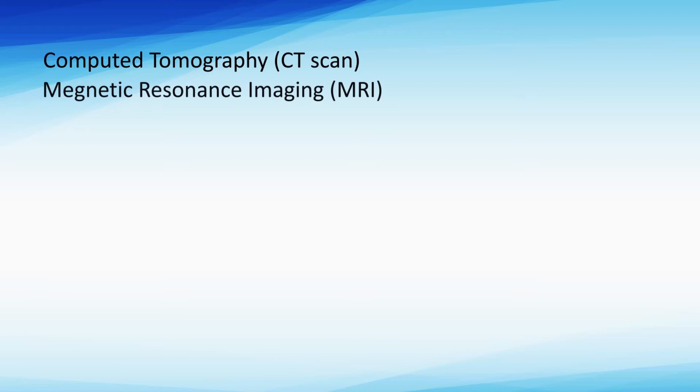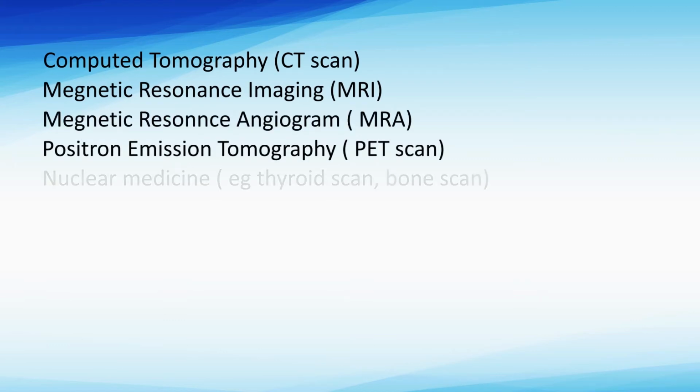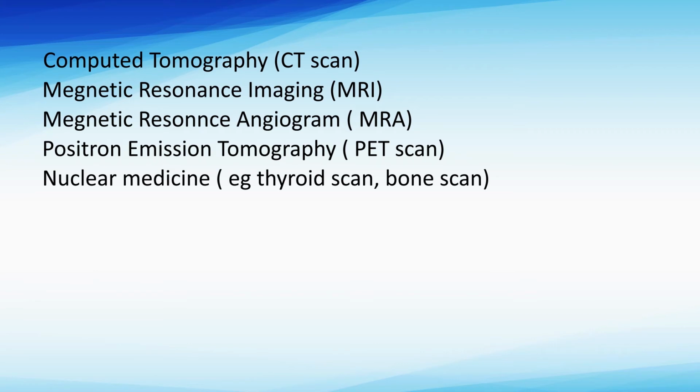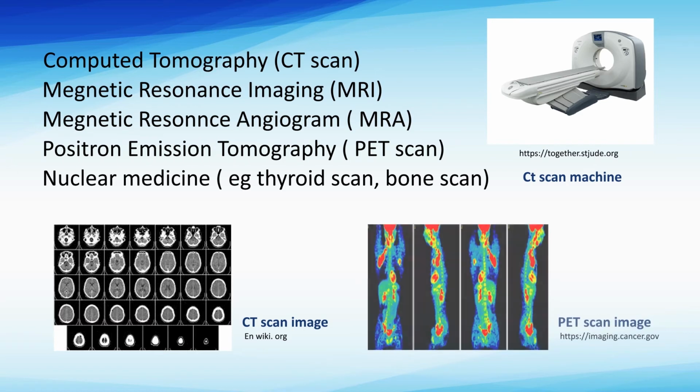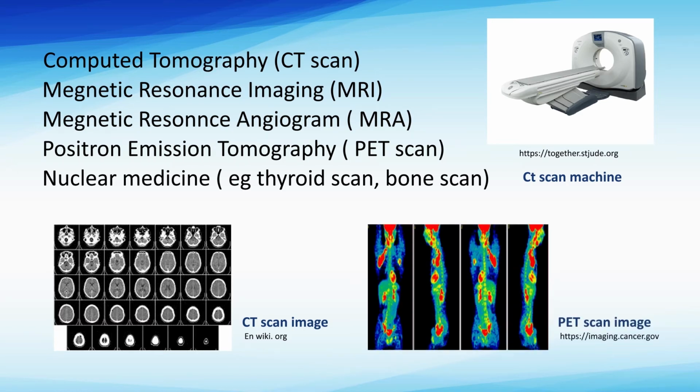So many new technologies are evolving in medicine. There are so many upcoming diagnostic procedures, for instance, computed tomography or CT scan, magnetic resonance imaging or MRI, magnetic resonance angiogram or MRA, positron emission tomography or PET scan, and nuclear medicine, for example, thyroid scan or bone scan. The PET scan is used to detect and measure the metabolic function of the organ.